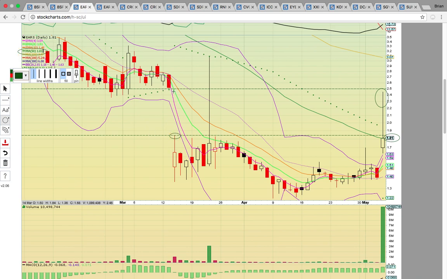This is the top of the gap. This is the bottom of the gap. The gap is the big space in between these two candles. You can see the gap filled on this wick right here, but the bottom of the gap level is still always a crucial resistance level.